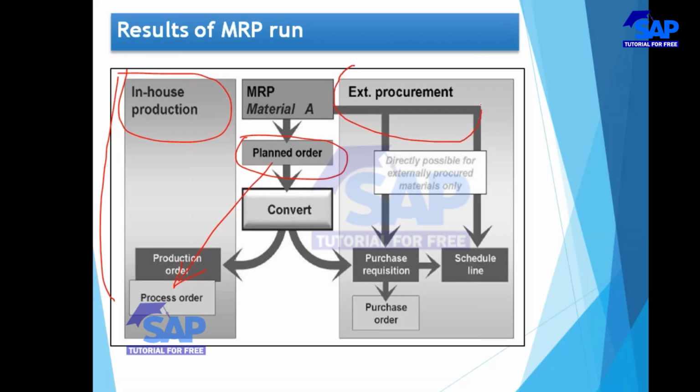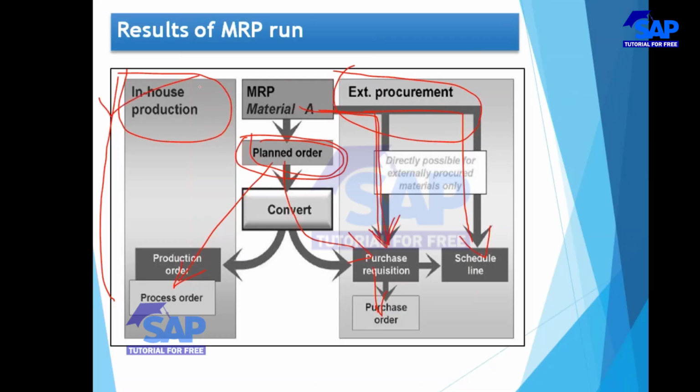In case of external procurement, either you can directly generate a purchase requisition, or you can directly generate schedule lines. Of course, this is all purchasing activity; we are not much bothered about it. Or sometimes in case of external procurement, you can create a planned order also. That planned order can be converted to a purchase requisition and then to a purchase order, or you can create a purchase requisition directly. That is also possible. So these are the output elements, the results of the MRP run.